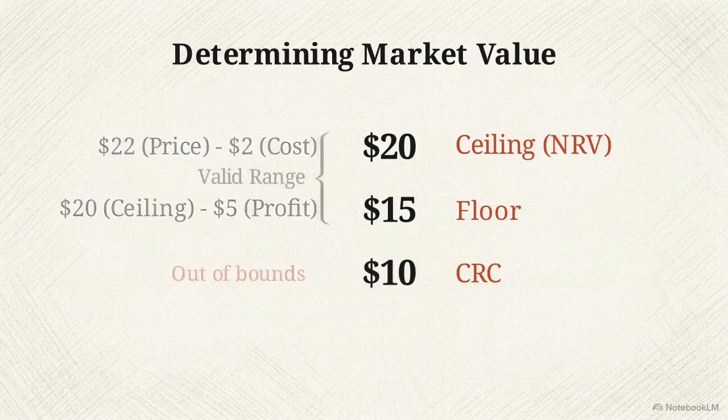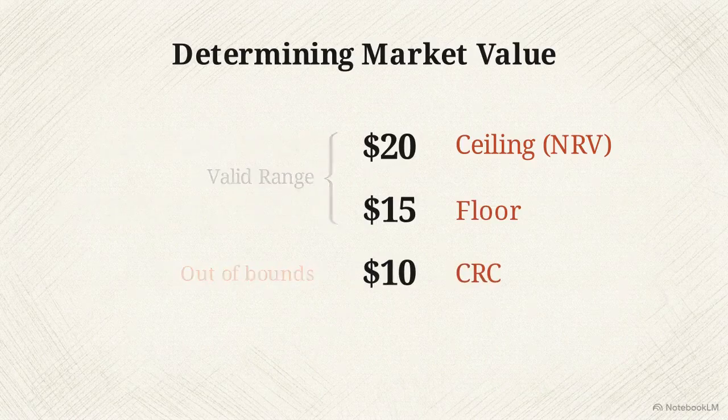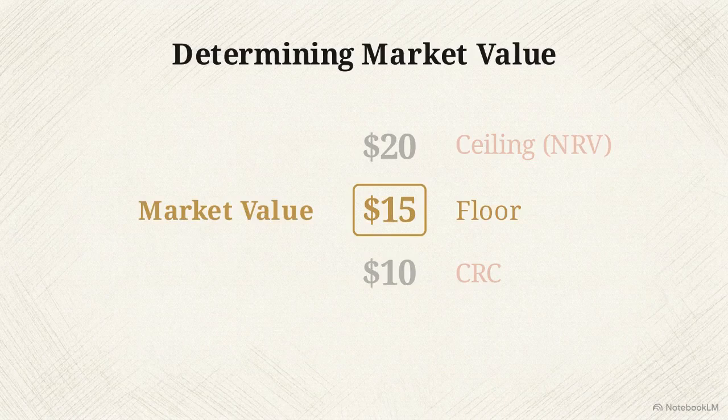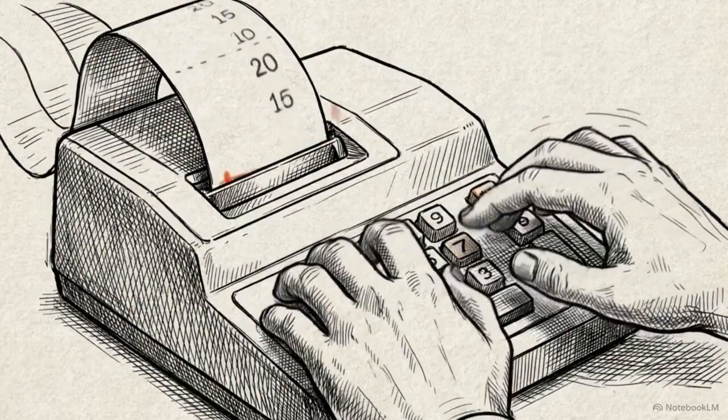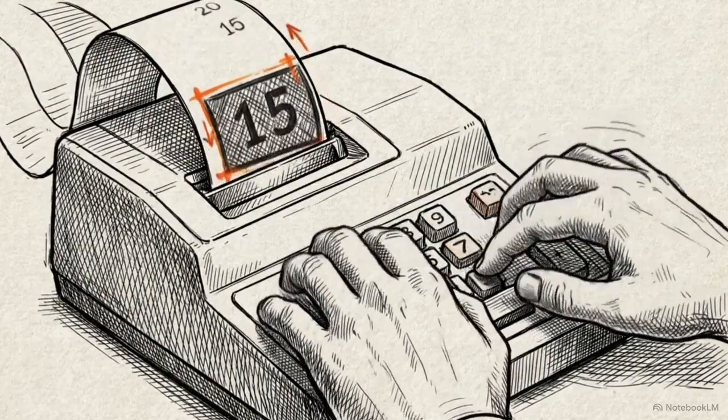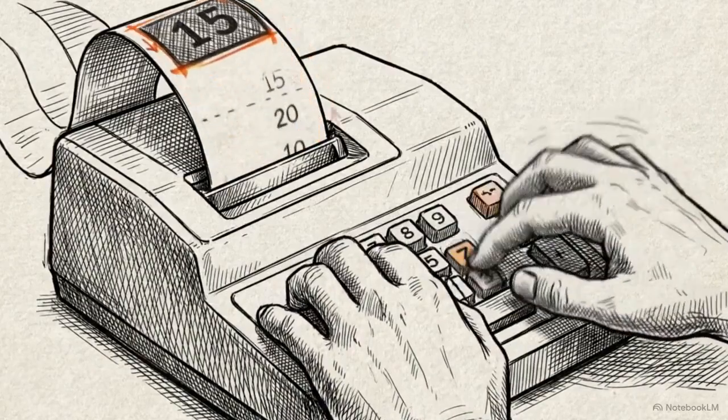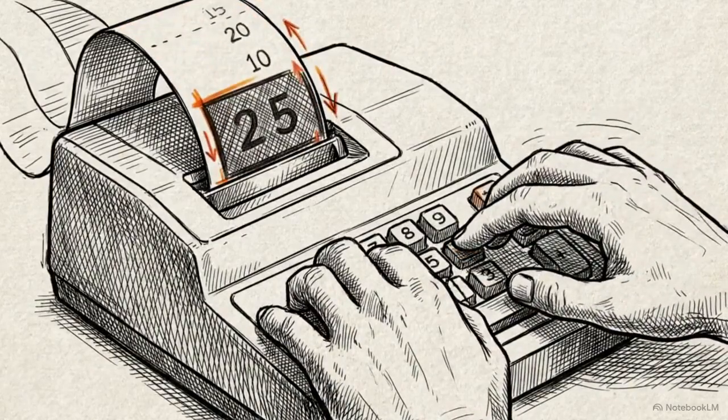The replacement cost sits at $10. Between 20, 15, and 10, the middle value is 15. The replacement cost was too low, forcing a snap to the floor. Mastering this sorting algorithm allows for instant, objective valuation of LIFO inventory.